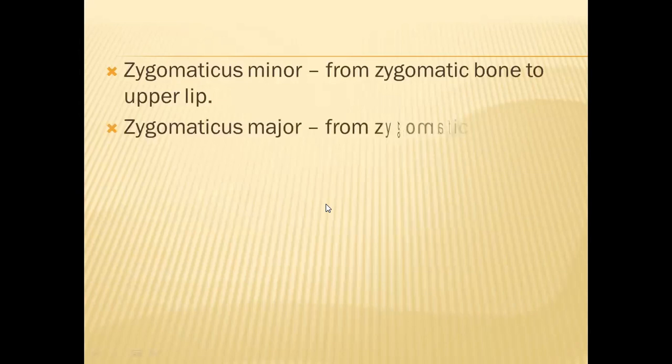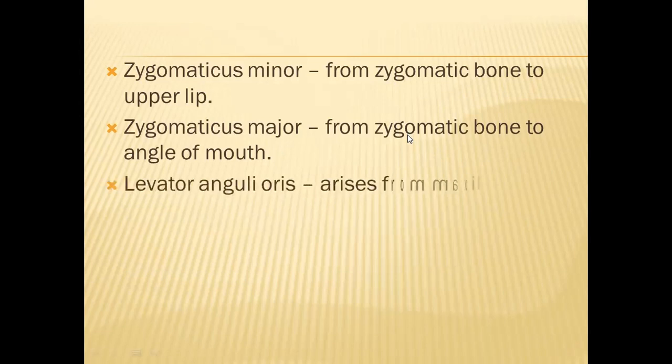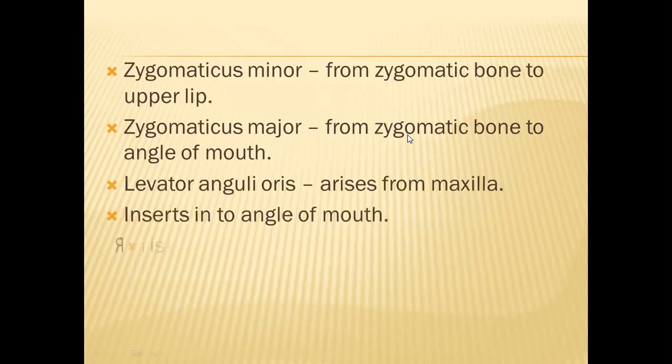Zygomaticus minor, from the zygomatic bone to the upper lip, and zygomaticus major, from the zygomatic bone to the angle of the mouth. And the levator anguli oris arises from the maxilla and inserts into the angle of the mouth. So it raises the angle of the mouth. That's how it is called the levator anguli oris.